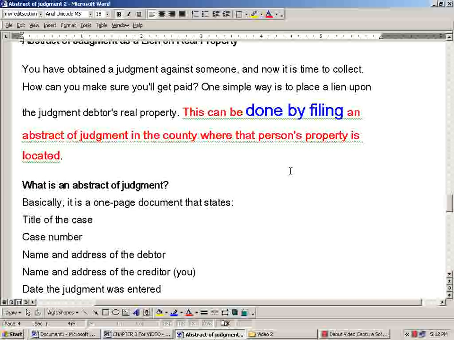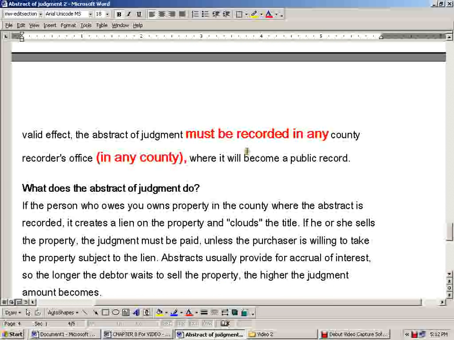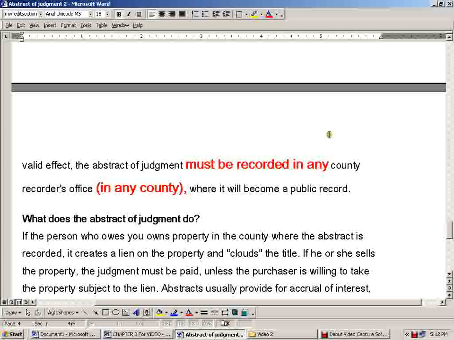You need to find the abstracted judgment. They're not saying how much it's for. They're just going to say there's a lien against your property, but they're not going to say how much it's for. Basically, it's a one-page document that states, blah, blah, blah. This is all stuff that's easy enough to find online. To have any valid effect, the abstracted judgment must be recorded in any county recorder's office in any county where it will become a public record.